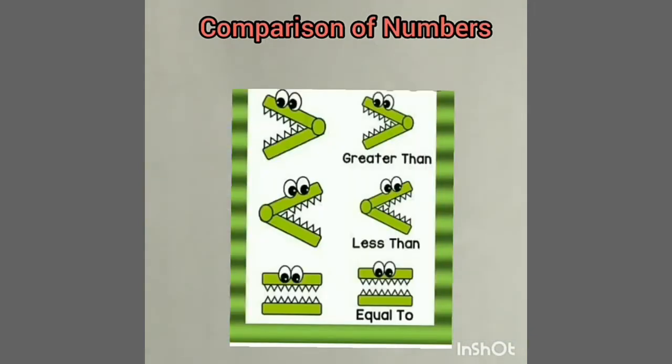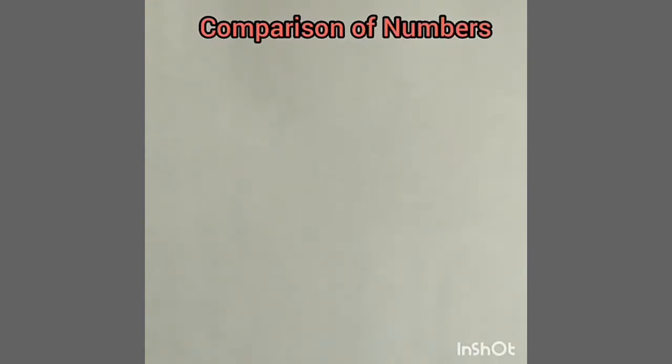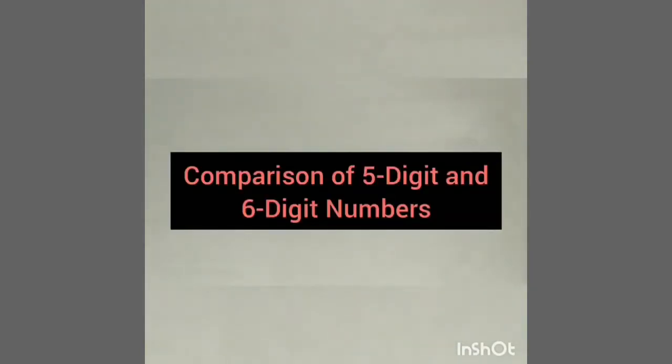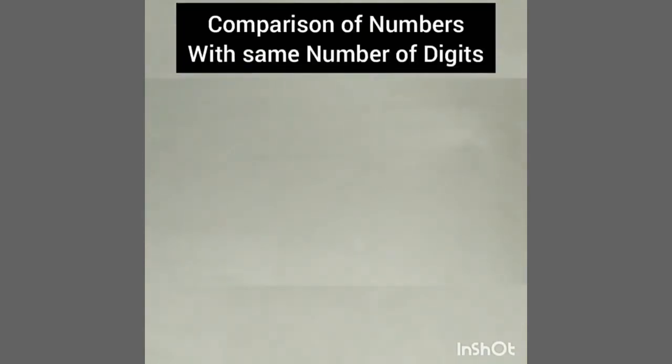Okay children, did you understand everybody? Greater than, less than and equal to. These are the symbols we use to compare numbers. Now let us do some examples. Here is the first rule: comparison of numbers with the same number of digits.